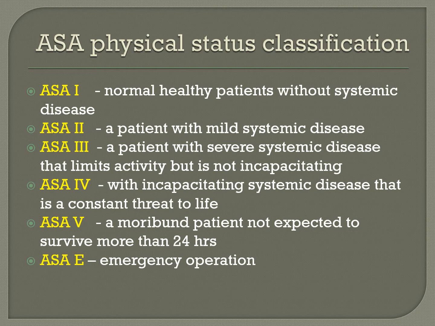According to the American Society of Anesthesiologists, patients are classified as follows. ASA 1 means normal healthy patients without any systemic disease. ASA 2 is a patient with a mild systemic disease. ASA 3 is a patient with a severe systemic disease that limits activity but is not incapacitating. ASA 4 is a patient with an incapacitating systemic disease that is a constant threat to life. ASA 5 is a moribund patient who is not expected to survive more than 24 hours. ASA E is an emergency operation. If the patient has a severe traumatic or cardiac problem and we suddenly want to operate, then we treat it as an emergency.